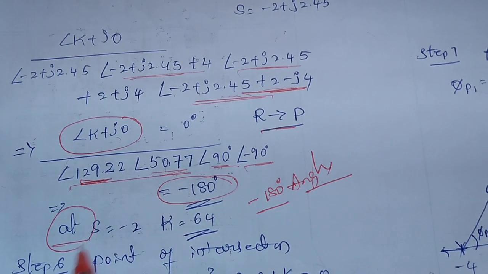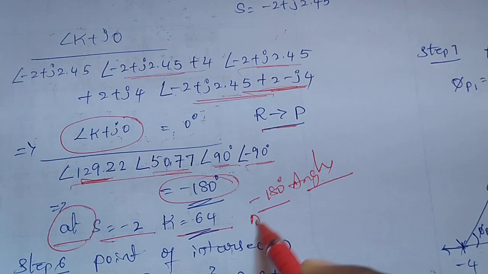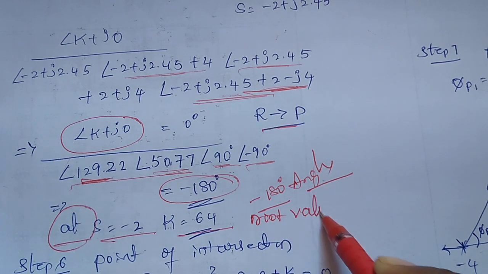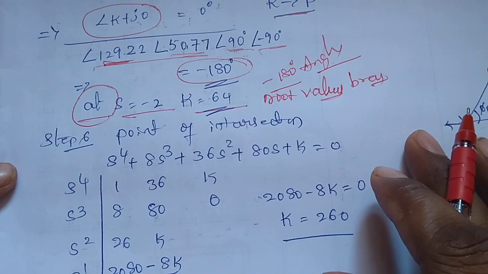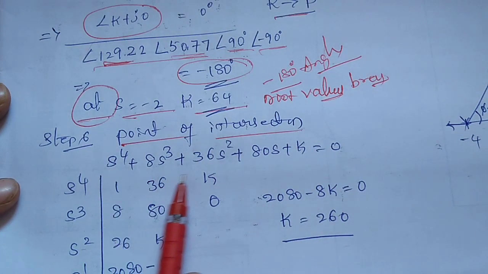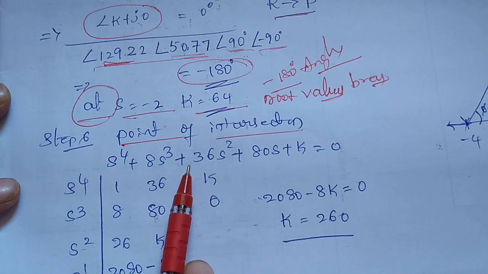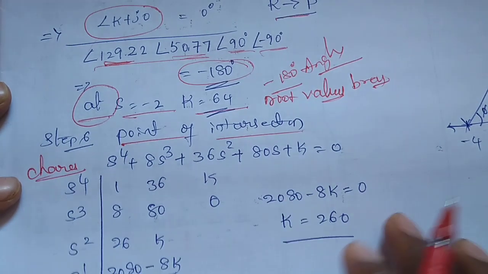Okay. So at s equal to minus 2, k will get positive. So both the roots are valid breakaway points. Then you have to find the point of intersection. So point of intersection is this one, s power 4 plus 8s cube. Consider the characteristic equation to find the point of intersection.